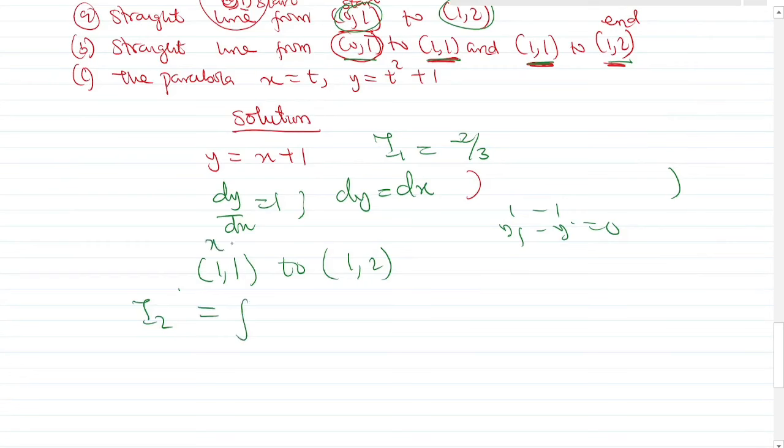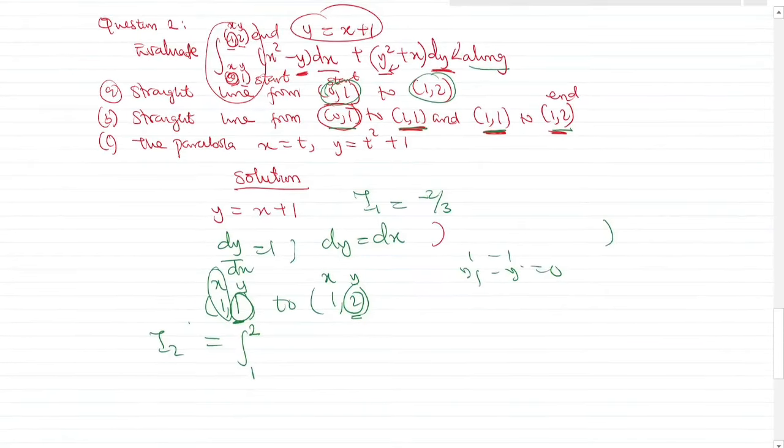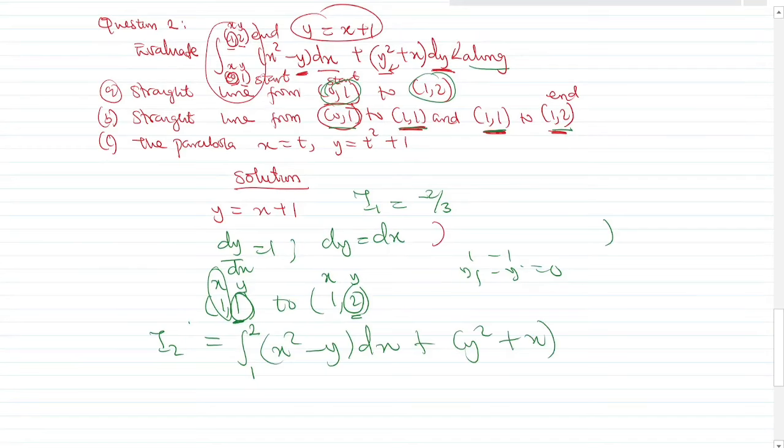Now if you check, this is x, y, x, y. So x does not change in this case. Can you see? The x is going to be 0, and it's only y that's changing from 1 to 2. So your integral will be from 1 to 2, and everything will be in the form of y, so that will be dy. Normally your integral is x squared minus y dx plus y squared plus x dy.